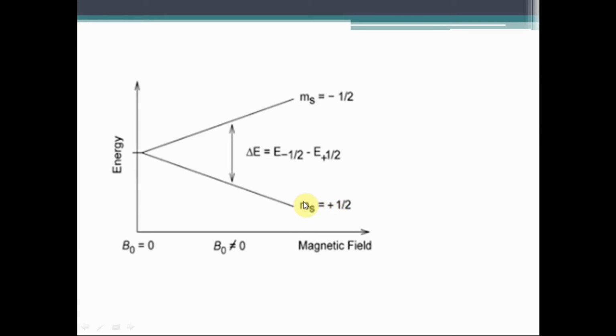Now there is a split into two energy levels. One is with the higher energy. This is the lower energy room for the protons, and this is the higher energy room for the protons. So what happens when some radiation is falling on these protons?